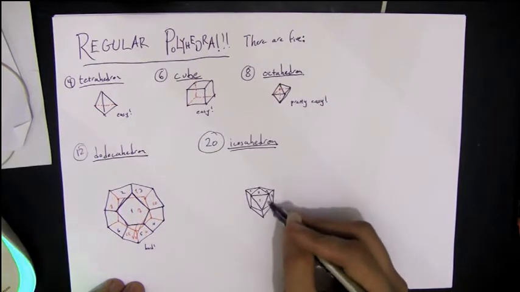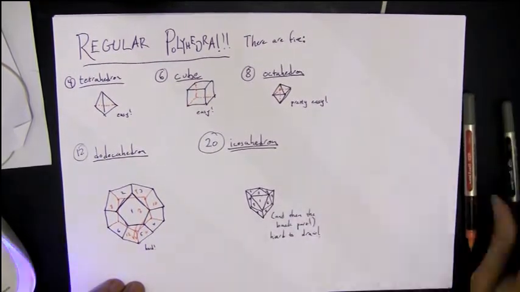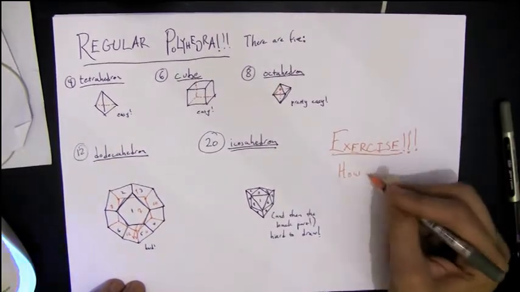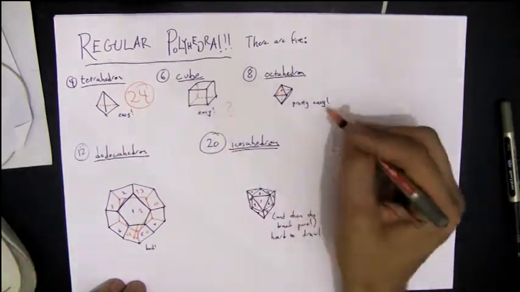And here I'm drawing the front with 10, and then the back you sort of have to imagine because it's hard to draw and will look really bad. So question, how many symmetries does each regular polyhedron have? You know it's 24 for the tetrahedron. What about the other four?